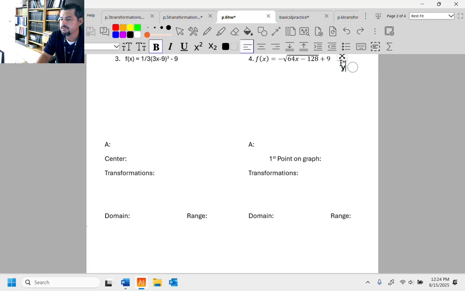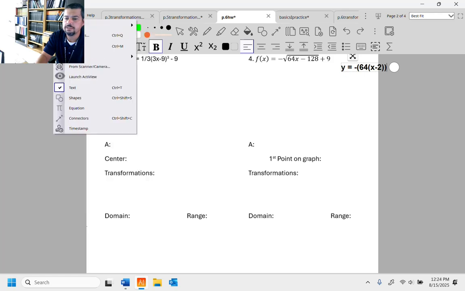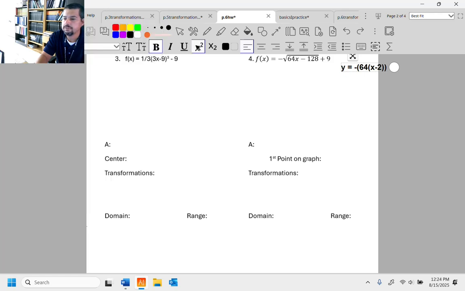So the first thing I'm going to do is a slight rewrite. I notice that 64 and 128 are both divisible by 64. If I pull a 64 from 64x, I have an x. If I pull a 64 from 128, I have a 2. Again, I'm switching over to exponential notation because it is easier for me to type. So I'm using the 1/2 power. That is a square root function. And then you've got that plus 9 hanging around.